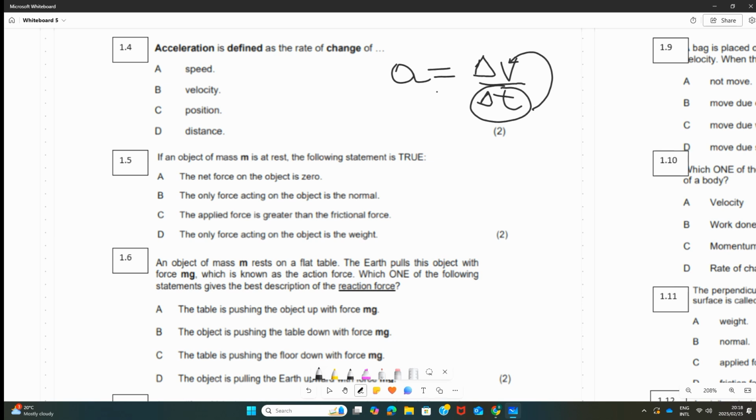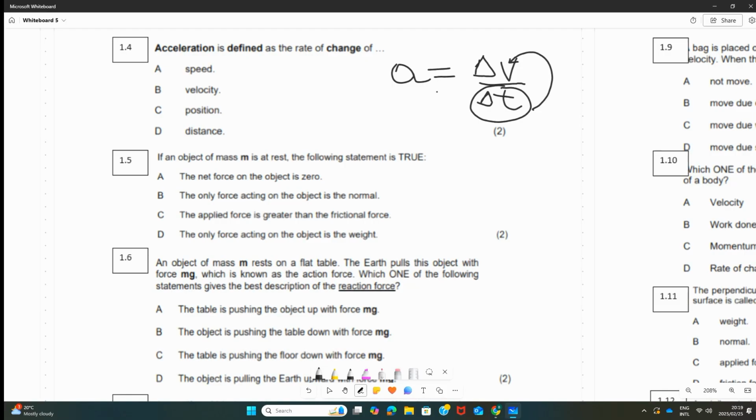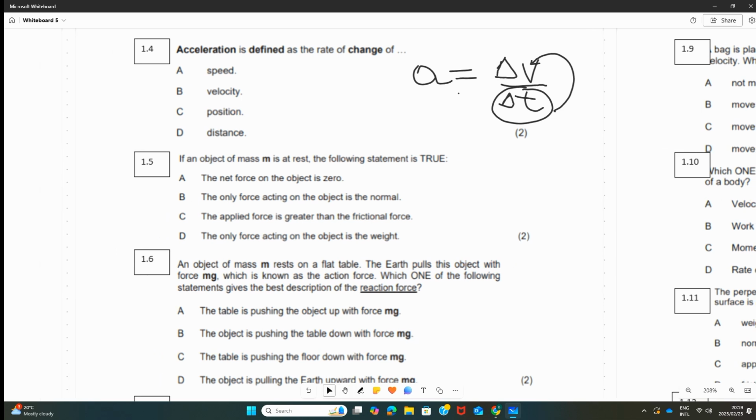Let us continue. Question 1.5. If an object of mass m is at rest, the following statement is true. A, the net force on the object is 0. B, the only force acting on the object is the normal force. C, the applied force is greater than the friction force. D, the only force acting on the object is weight. Let us look at what the key here is. The object is at rest.